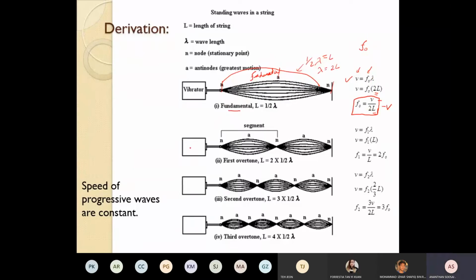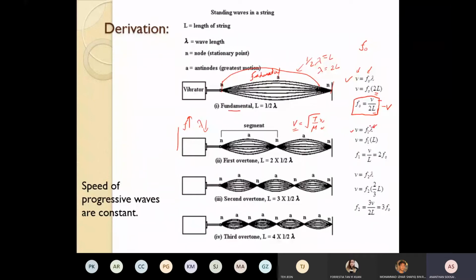When the vibrator frequency is raised, the wavelength gets shorter. That is what is shown here. So now you have 2 loops, and V equals F1 lambda. F1 is the new frequency. V is still the same because the speed of the wave on the string depends on the tension and the mass per unit length of the wire, which we both fixed, so the speed is constant.